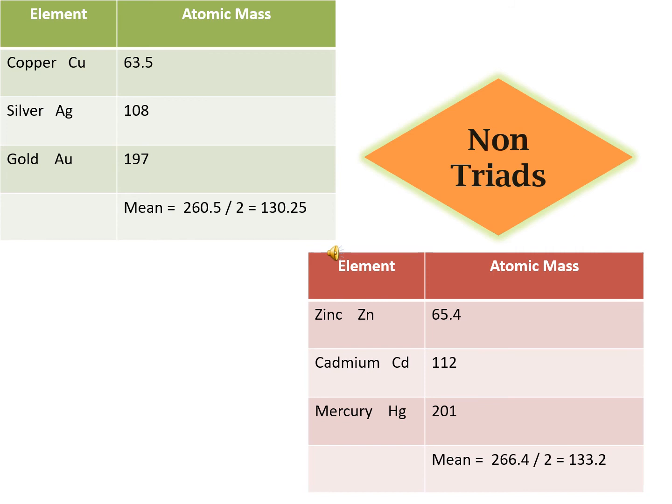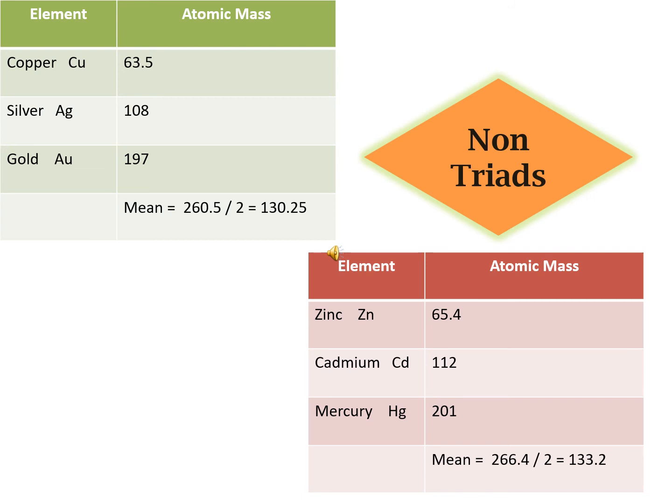Let us see. Copper atomic mass 63.5. The third one, that is gold, 196.7. But when you add up the two, you get 260.2, and when you take the mean, that is you divide it by 2, you get 130.25.